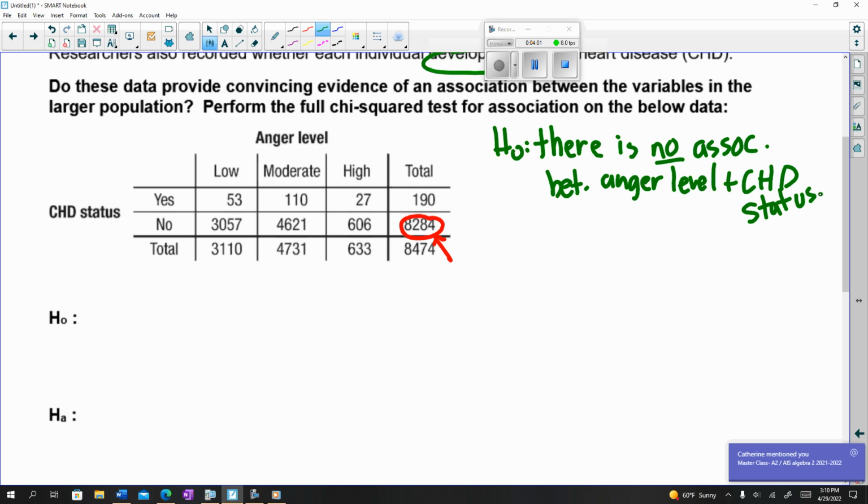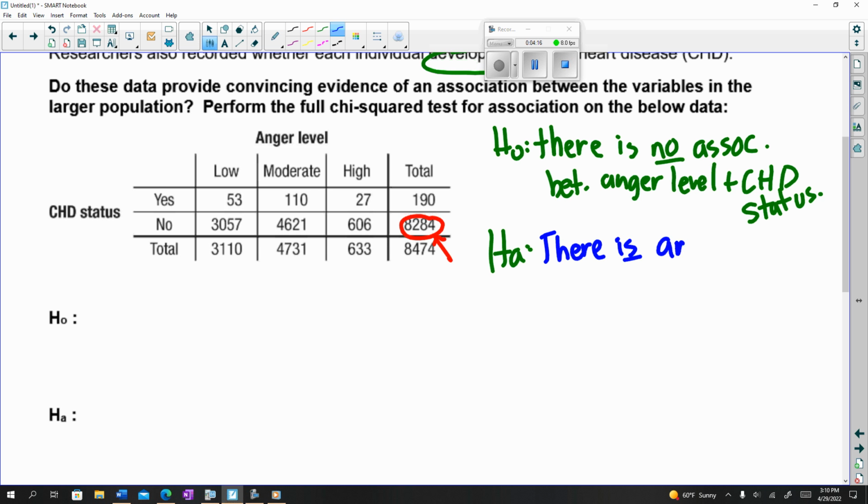I would rather you write no association or association, because if you write one dependent on the other, you have to know which one is the dependent variable and which one is the independent variable. So it's kind of better to just write there's no association and there is an association between anger level and CHD status. Okay. So now remember, I guess the null and the alternative hypothesis should have gone down below, whatever, it's okay.